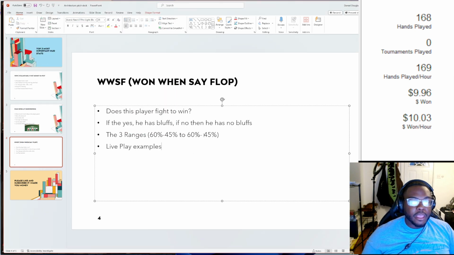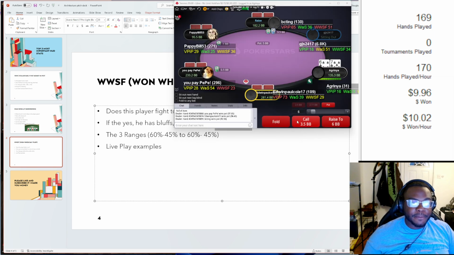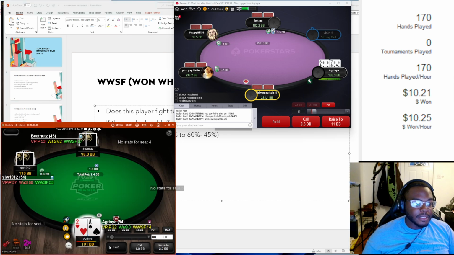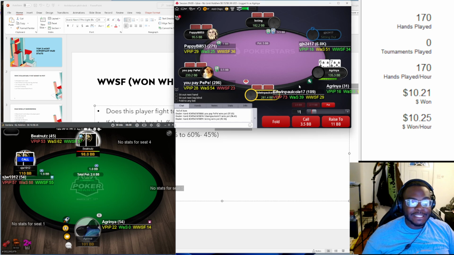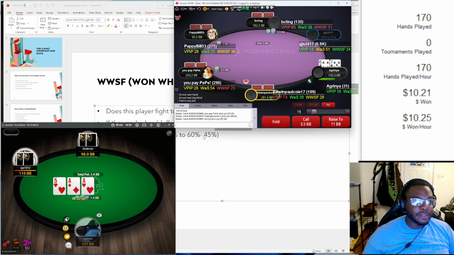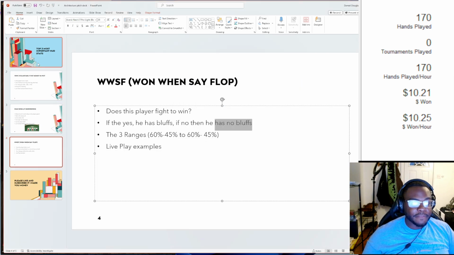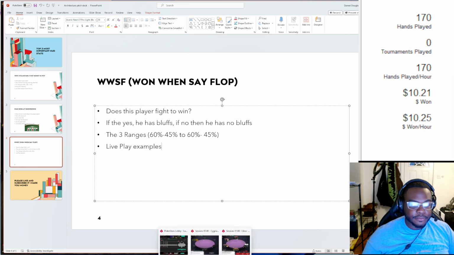Now, what if it's 45%? Then the answer is no. 45% or less, the answer is no. That means this player is not fighting for pots. He's very passive, and in correlation with the VPIP, you can discover if he's tight passive or tight aggressive. If they're tight with the VPIP, but 60% won when seeing the flop, we know that he is tight aggressive.